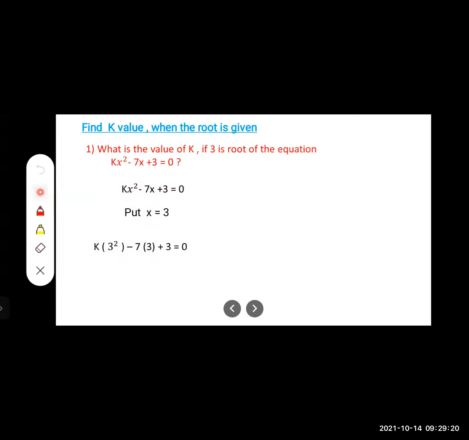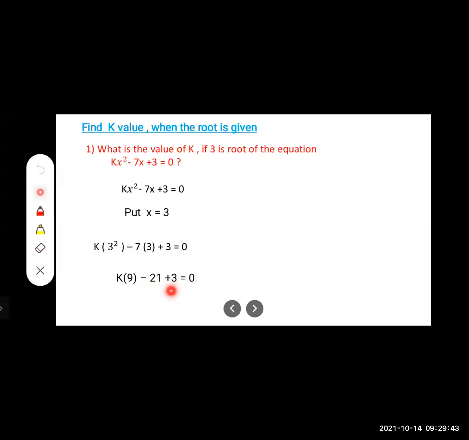Then 3 is there. I have done here. Clear, children? Yes. Now you have to write the next step. What is the next step? 3 threes are 9 will come. Yes, k you write as it is, 3 threes are 9, minus you write as it is, 7 threes are 21, plus 3 you write it.